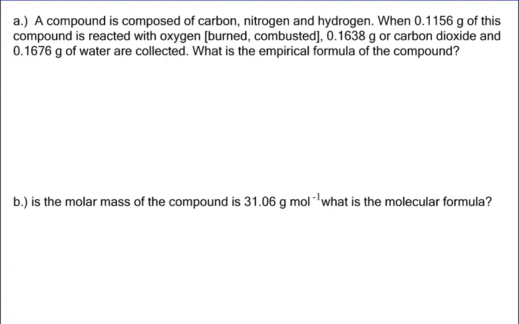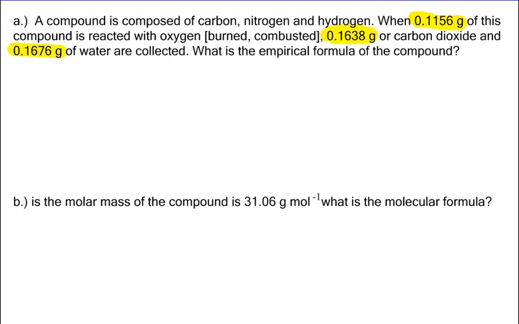So here we read, a compound is composed of carbon, nitrogen, and hydrogen. When 0.1156 grams of this compound reacts with oxygen, meaning it's combusted or it's oxidized, 0.1638 grams of carbon dioxide and 0.1676 grams of water are collected. What is the empirical formula? Again, I start by highlighting, or at least underlining, what exactly I'm being given and what I'm being asked to find.